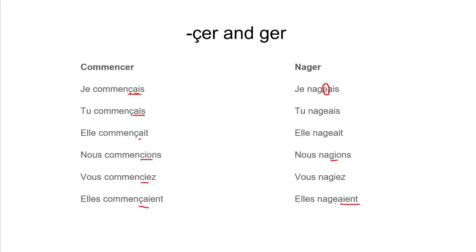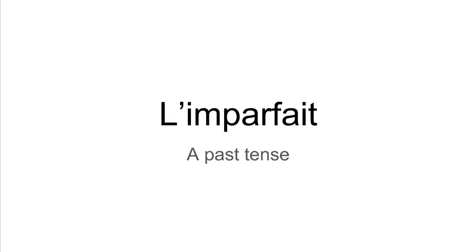Okay? So CER and GER kind of break from the pattern just a little bit, but not too bad. And overall, I think you'll see that the imparfait tense is a really easy one to form. So there you have it, l'imparfait, a past tense.